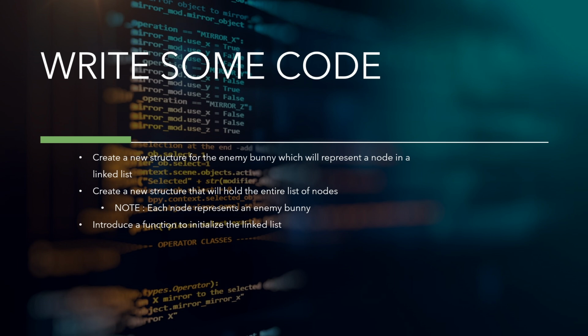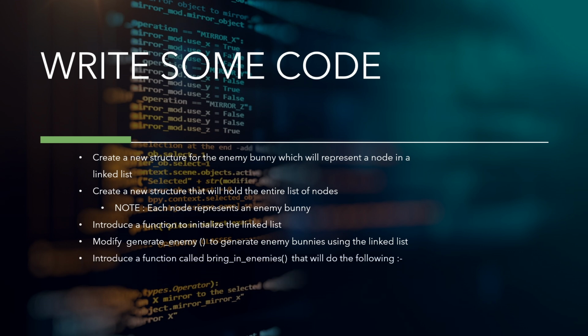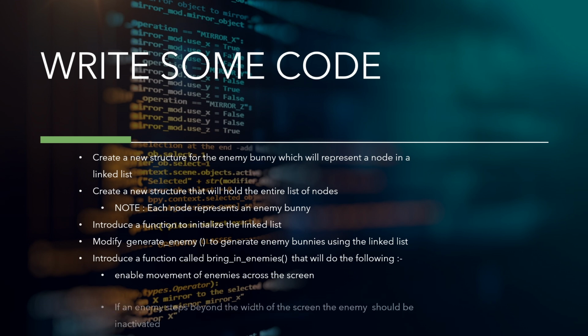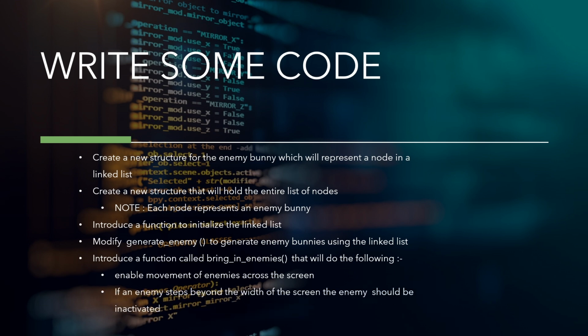After initializing the linked lists, we will then proceed to modify our generate enemy function that will then allow us to generate multiple enemies, again using the concept of a linked list. And finally, we'll introduce a new function called bring in enemies that will enable movement of our enemy bunnies across the screen from right to left. We need to make sure that if an enemy steps beyond the width of the screen on the left-hand side, then the enemy needs to be inactivated. In other words, the node that is allotted to that enemy needs to be nullified and the memory freed.